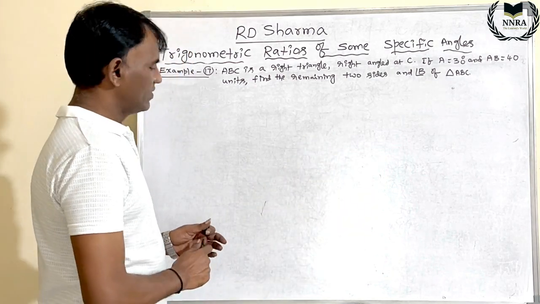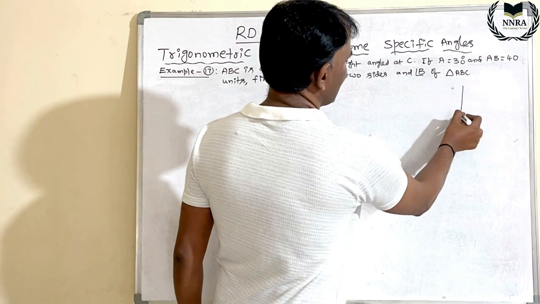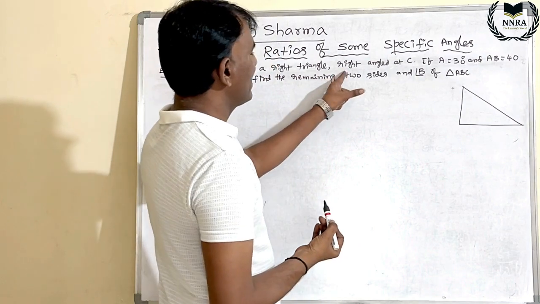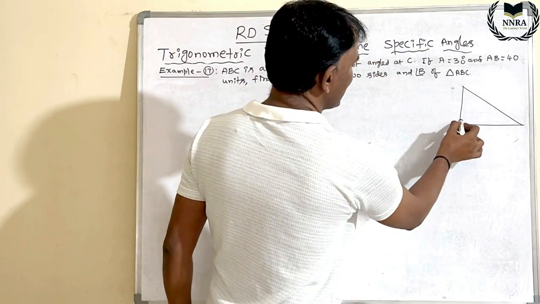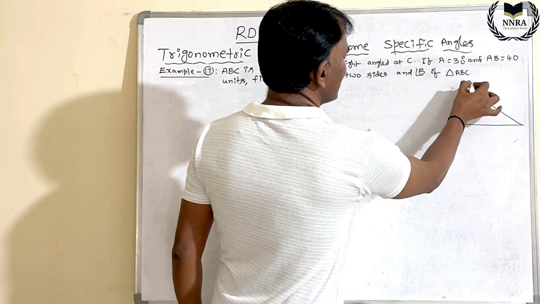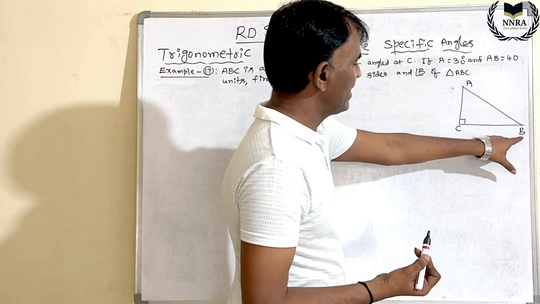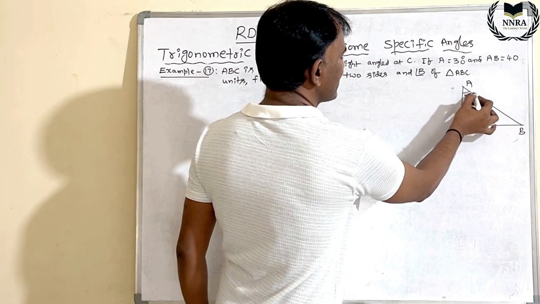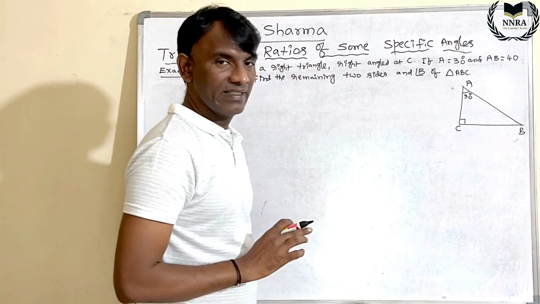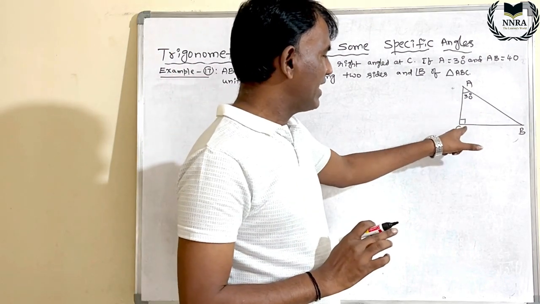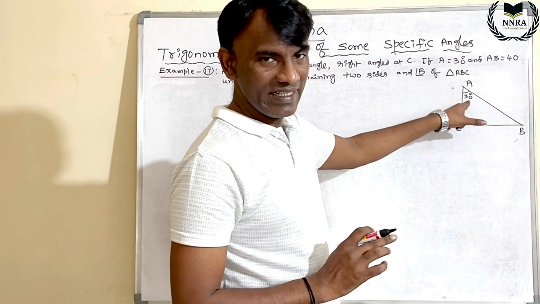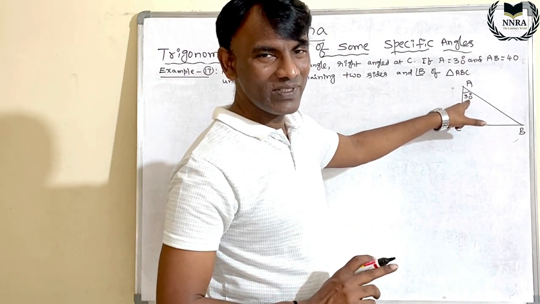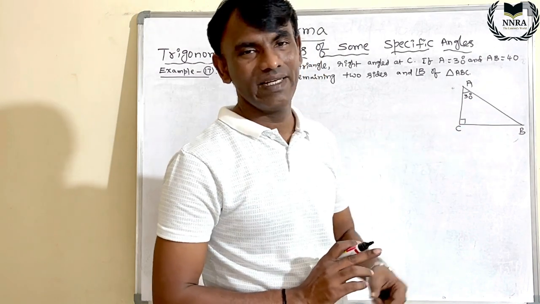Now this is the given right angle triangle, with the right angle at C. Suppose we take C here, then write A here and B here. Angle A is given as 30 degrees, and angle C is 90. 90 plus 30 is 120. The total sum is 180. 180 minus 120 equal to 60 degrees is the value of angle B.